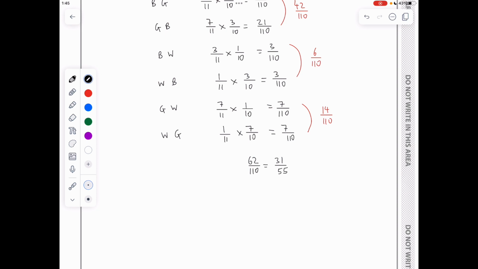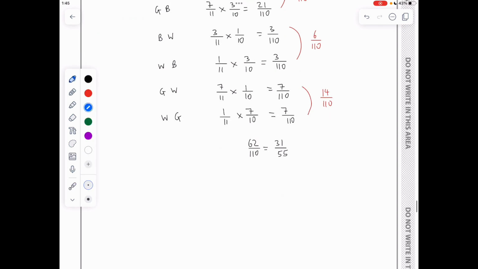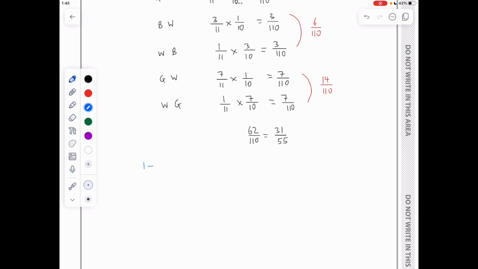Now, an alternative approach would be to consider the complement of what we are trying to find. Remember, we were asked to find the probability of taking cards of different colors. So one could say that this is 1 minus the probability we get same colored cards. So this will be 1 minus the probability we either get a blue or a green scenario.